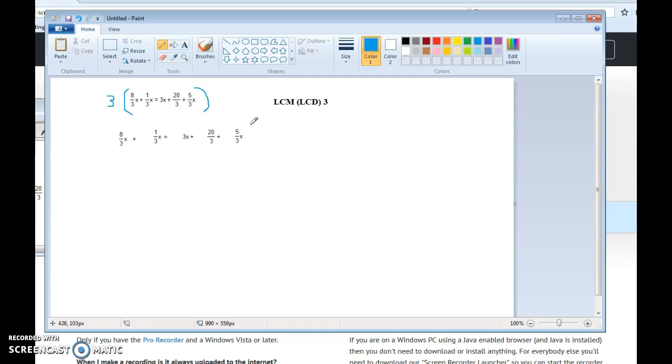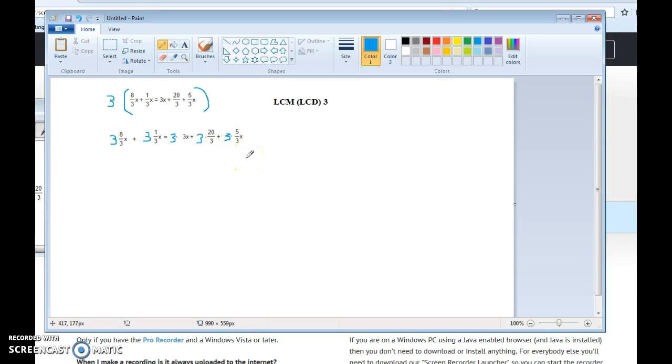But anyway, so I want to multiply everything by 3. So that means I'm going to multiply 3 by 8 thirds x. I'm going to multiply 3 by 1/3 x, and I'm going to multiply 3 by 3x. I'm going to multiply 3 by 20 thirds, and I'm going to multiply 3 by 5 thirds x.